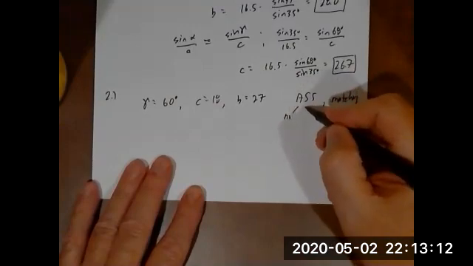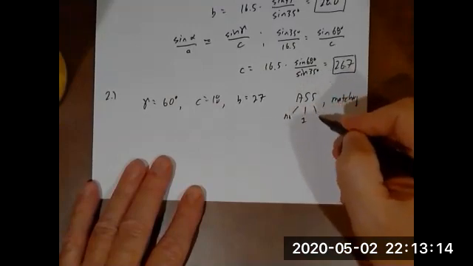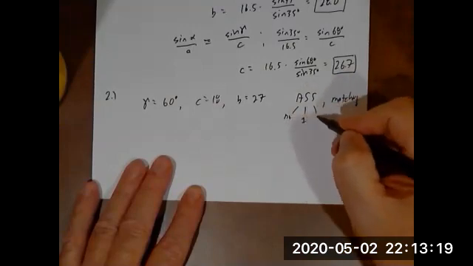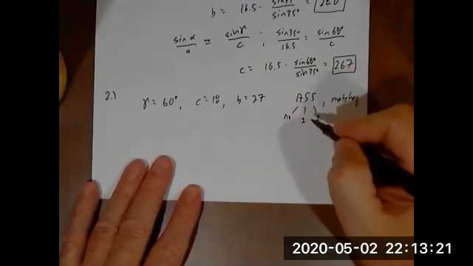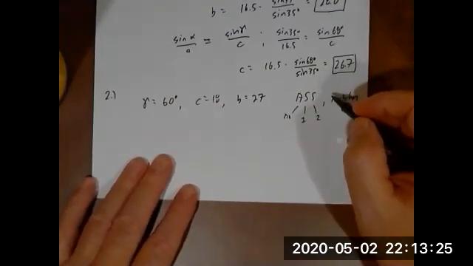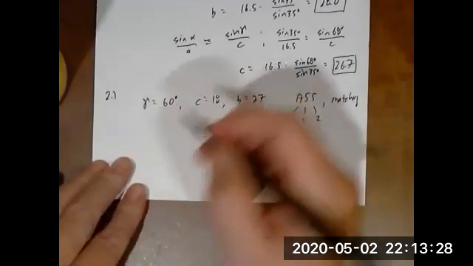You can have no triangles, 1 triangle, or 2 triangles. And we're not going to know until we start crunching the numbers to see what we have. So let's apply the law of sines.